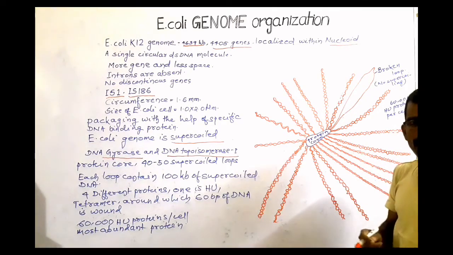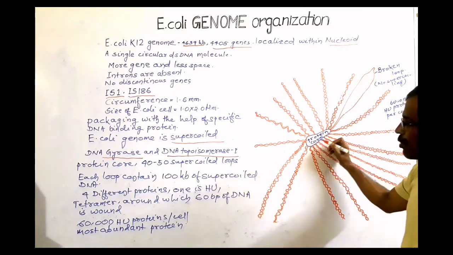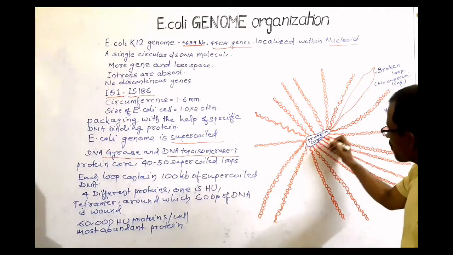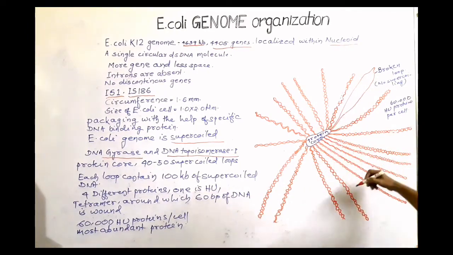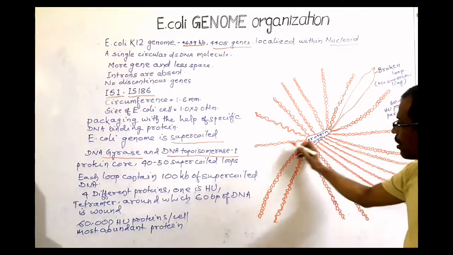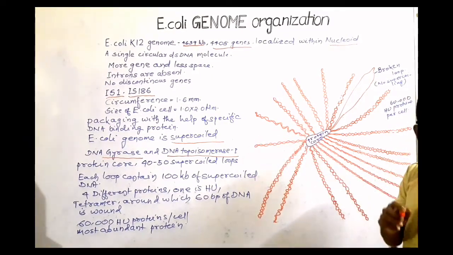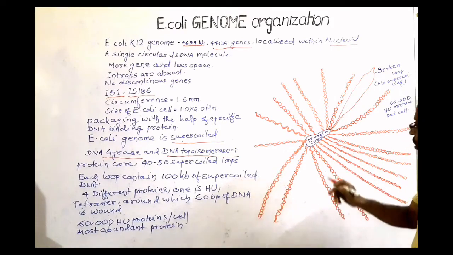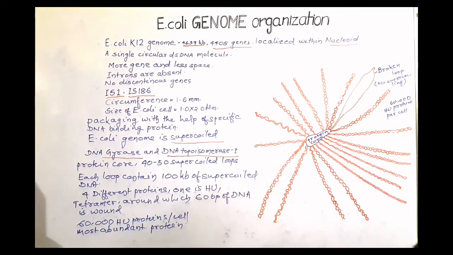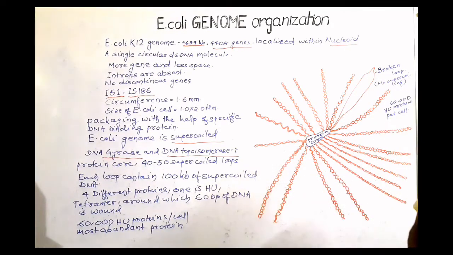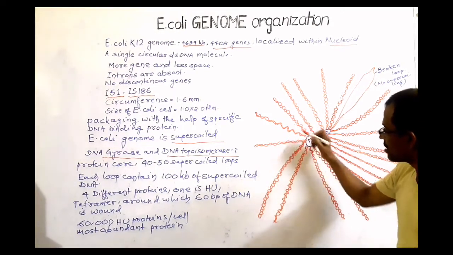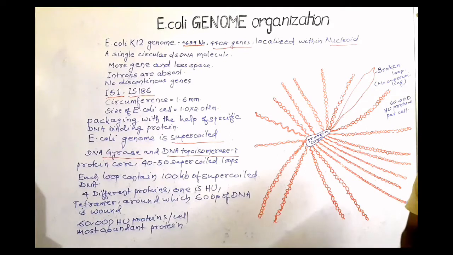According to the current model, there is a central protein core. From the central protein core, 40 to 50 supercoiled loops radiate out. These are the supercoiled loops. Each supercoiled loop contains about 100 kilobase pair of supercoiled DNA. These are the loops in which the DNA is supercoiled.